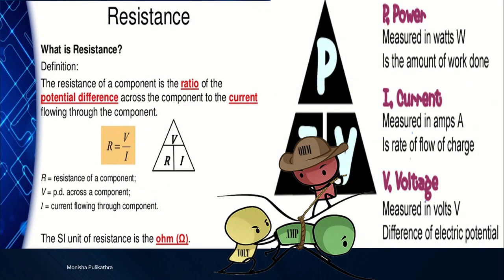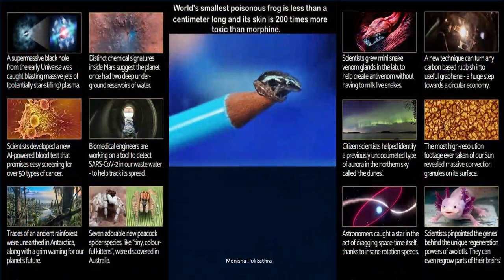Next, resistance. Resistance of a component is the ratio of potential difference across the component to the current flowing through the component. So it is given by R is equal to V by I, where R is resistance, V is potential difference and I is current. The SI unit of resistance is ohm. The SI unit of power is watt, current is ampere and voltage is volts. Let us summarize once again.